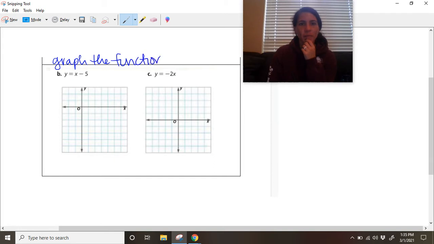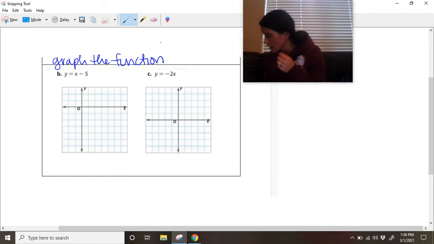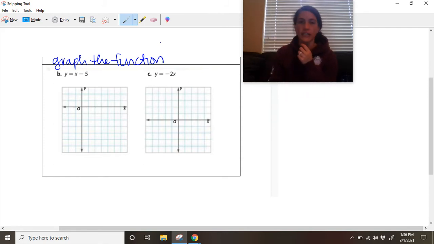Even though it says y equals, I'm going to show you a little something extra that your book has on page 290. It's called function form. So where this y is, we replace it with function form. f(x) = x - 5. This is the same thing as y. And for C, it would be f(x) = -2x. That's just a little extra.